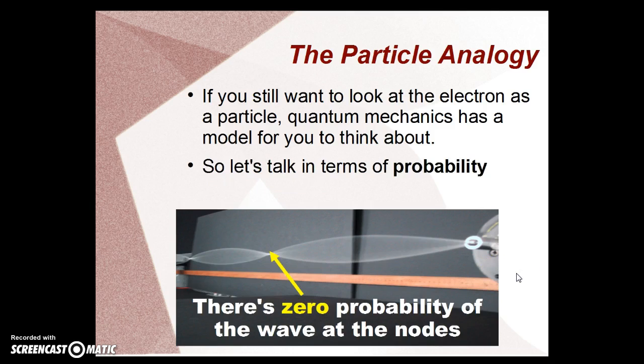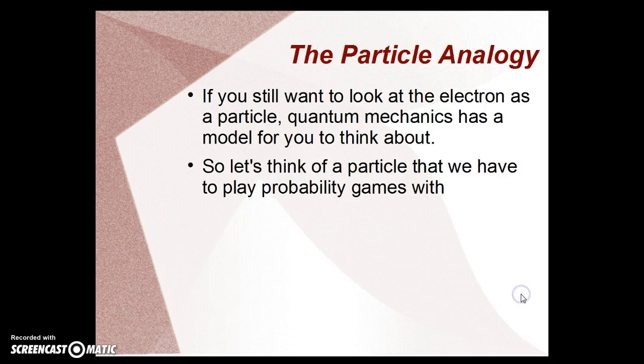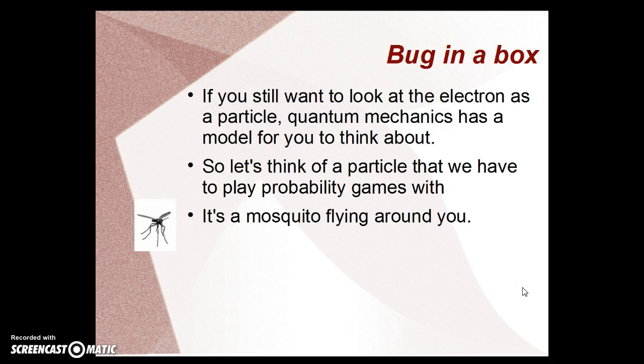So let's talk in terms of probability. There's zero probability of the wave at the nodes and maximum probability of the wave in the middle of the lobes. So let's think of a particle that we've all had to play probability games with in our lives, especially here in South Texas. It's a mosquito flying around you. I call this the bug in the box.